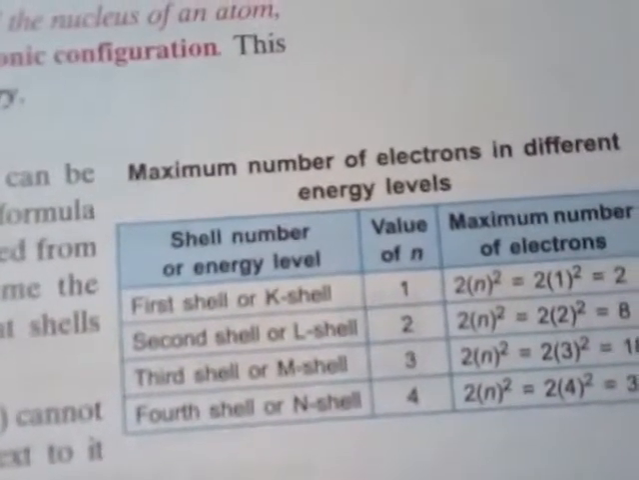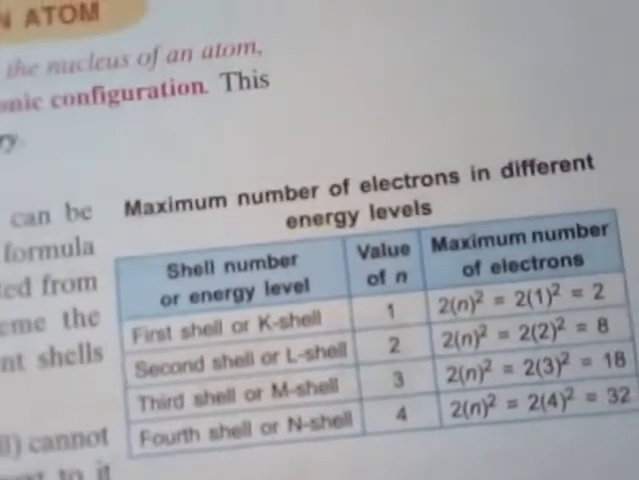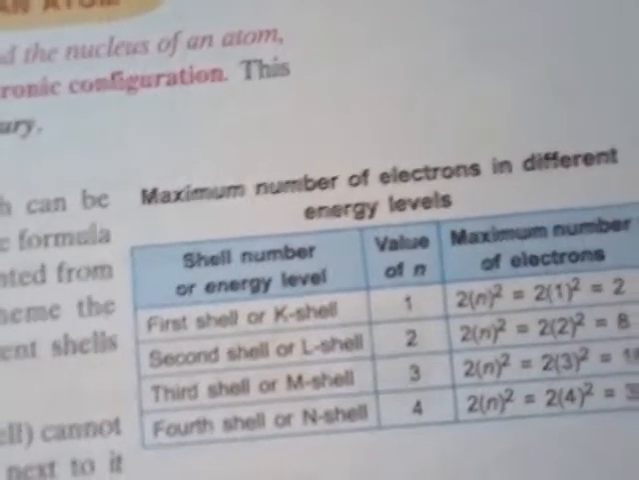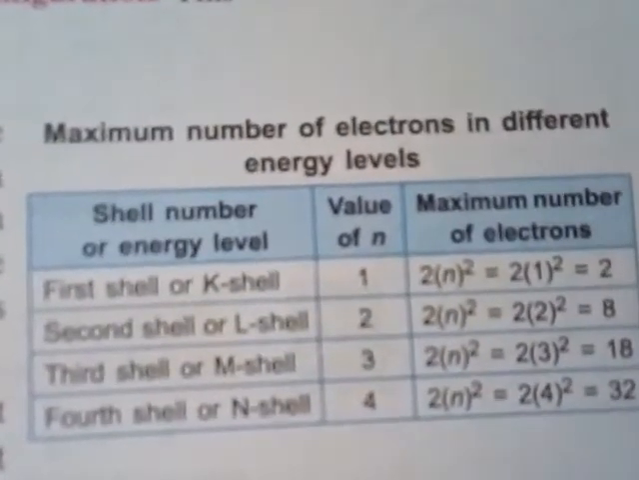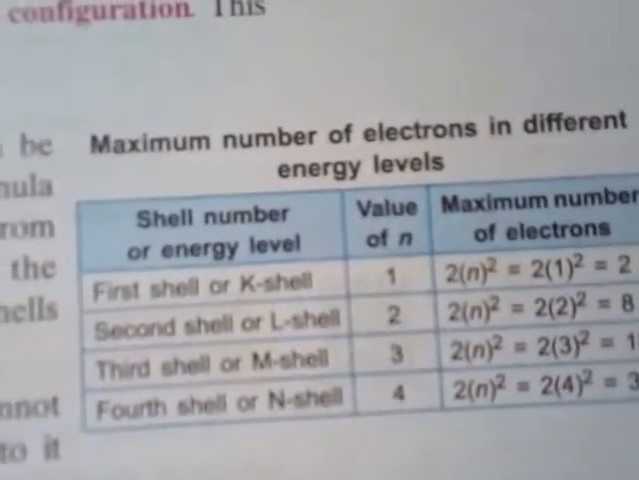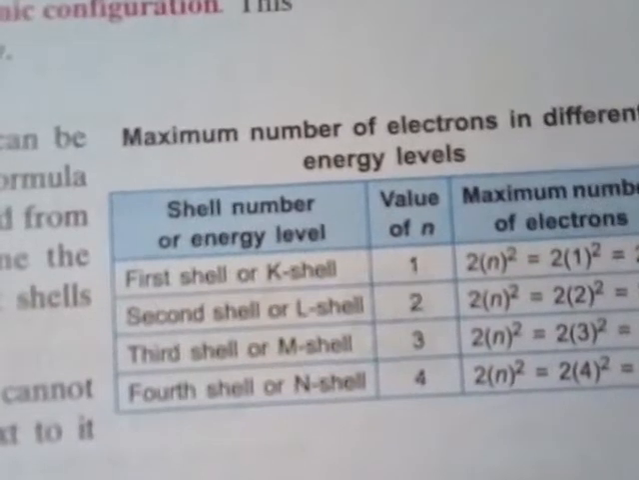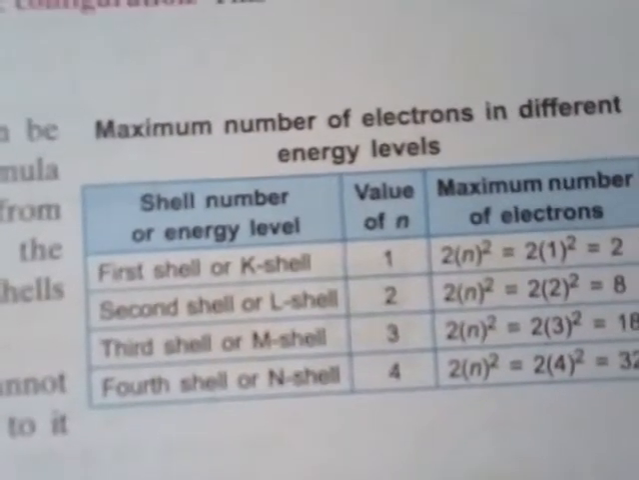Whenever n is equal to 1, that means the K shell, the maximum number of electrons that can be occupied is 2. How? Because 2n², 2 into 1², that is 1² means 1, and 2 into 1 is equal to 2. The same thing applies to the L shell also. For the L shell, n is equal to 2, that means 2² is 4, and 4 into 2 is 8.